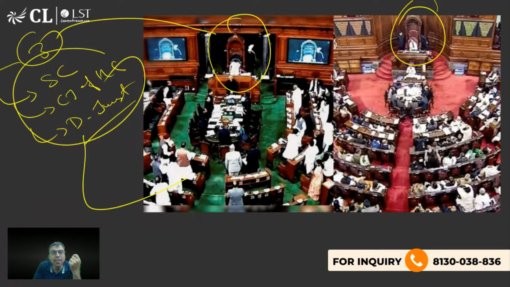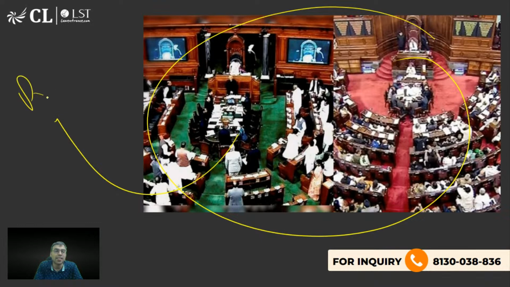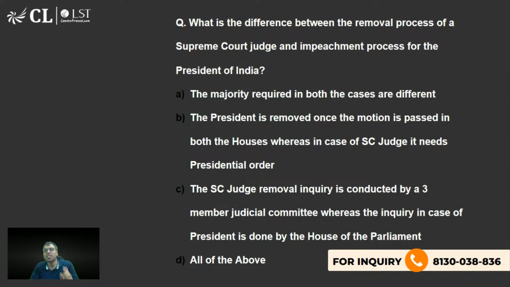Once they approve it, then both houses are supposed to pass it by that majority: half of total and 2/3 of present and voting. If both pass it, it will go to the president, and the president will sign an order removing them. I think it's clear now because I have tried to explain. Now here is a question. If you answer this question correctly, I will accept that you have understood whatever I have taught till now.